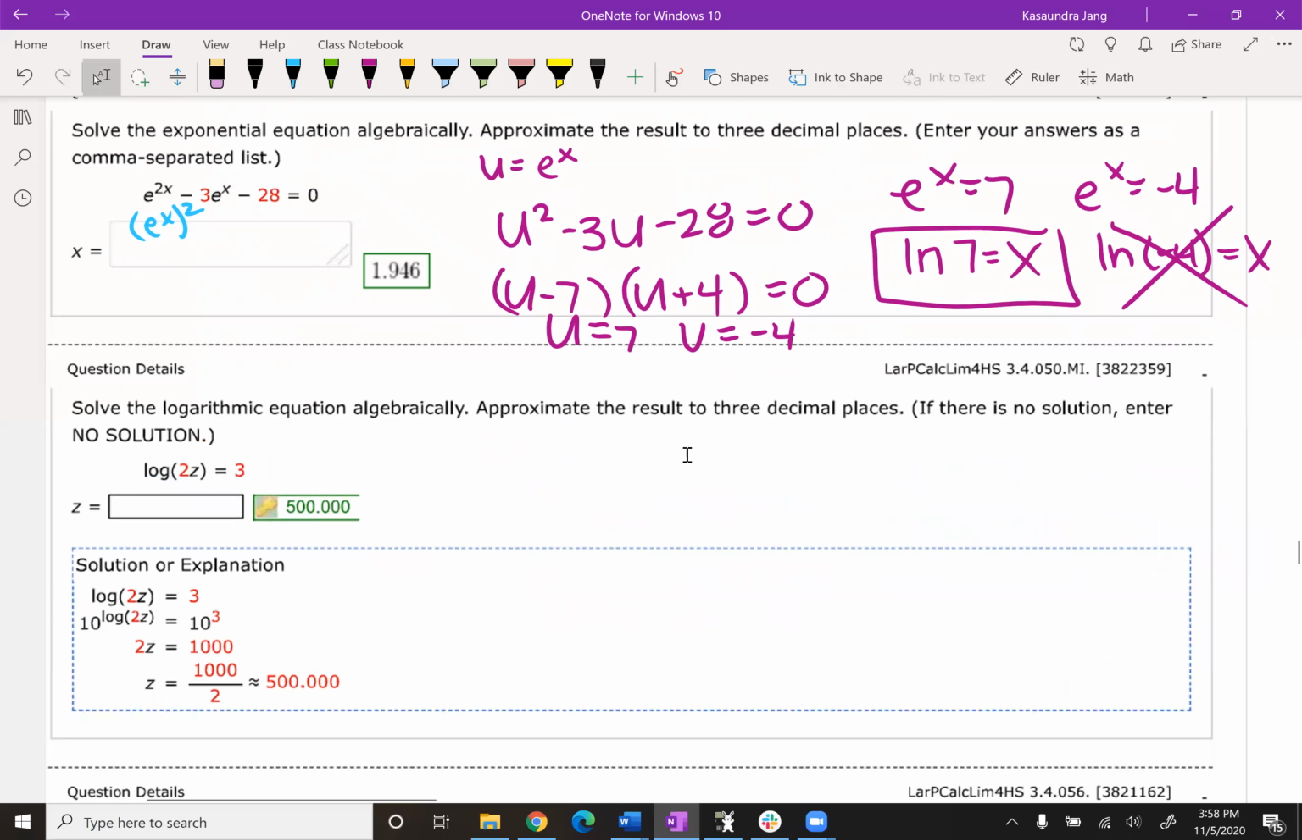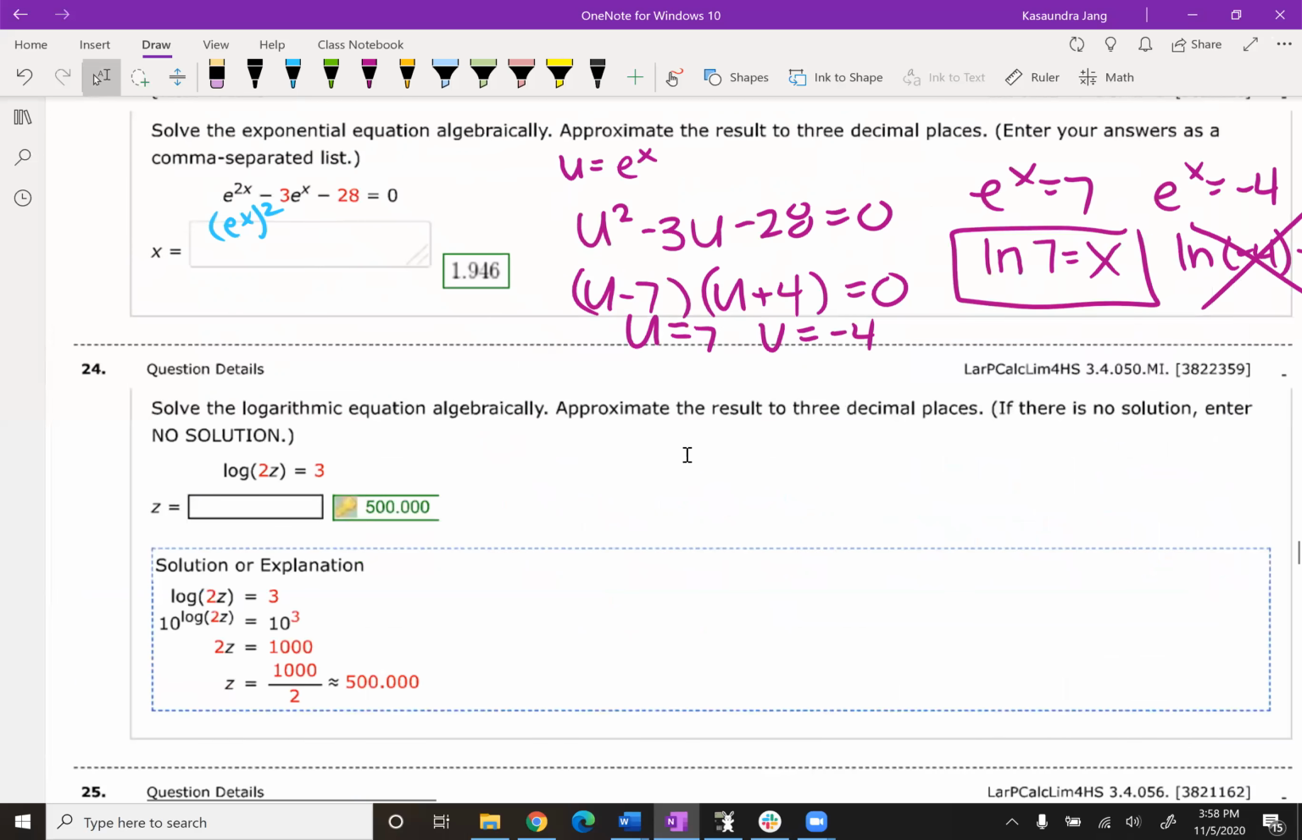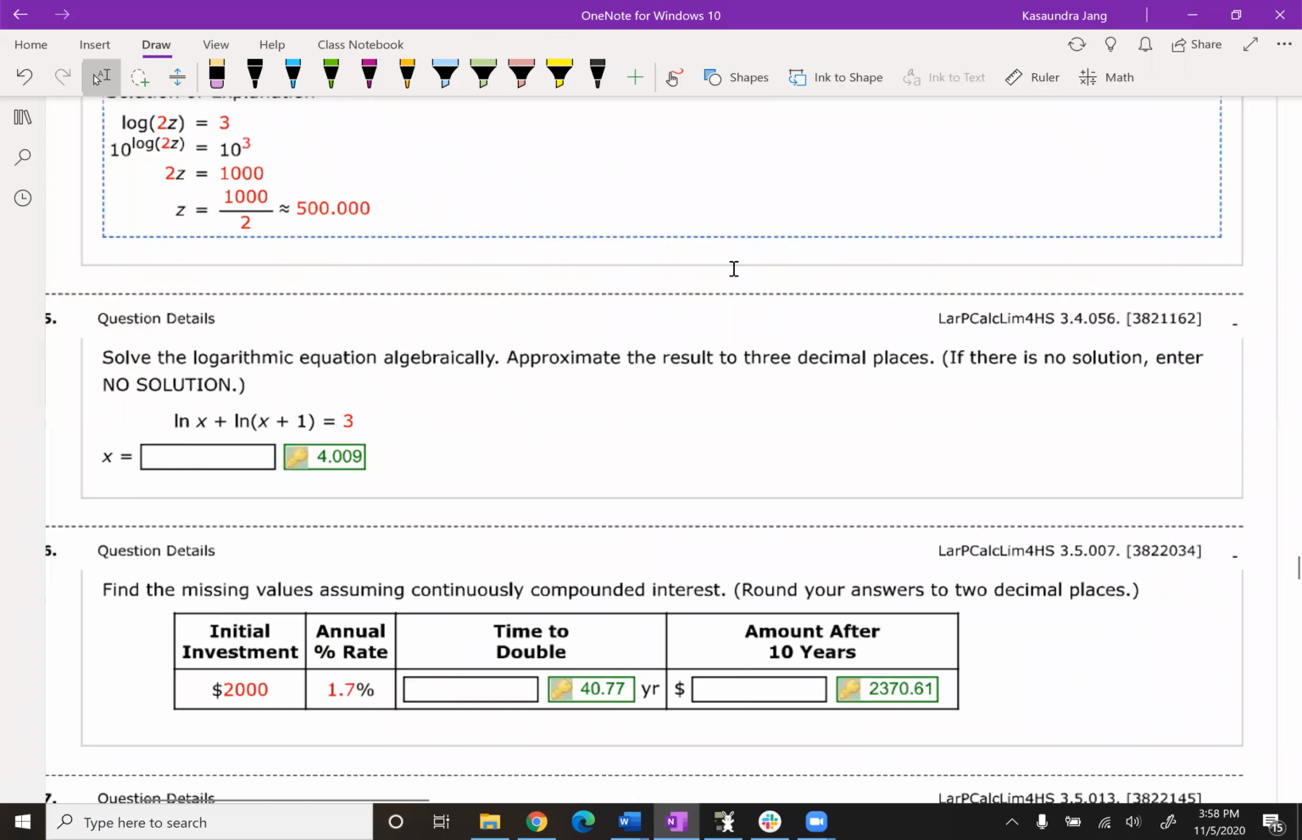Okay, 25, not 23. All right, so let's look at this one. 25. So this one, you're trying to solve the equation. The problem is, though, they've got two separate natural logs. I need to condense it into a single natural log. So I will do the natural log of, and there's a big plus sign right here. Like I need to multiply the arguments. I need to do an x times an x plus 1.